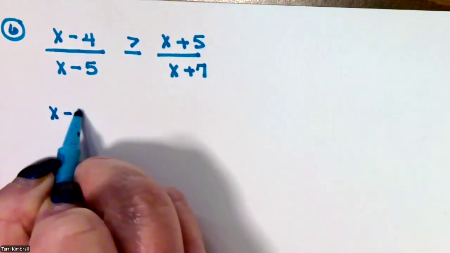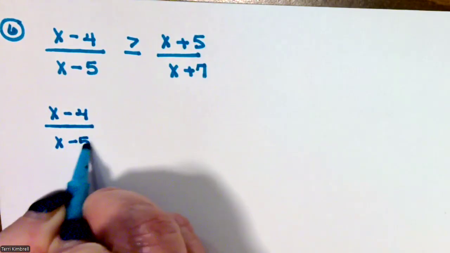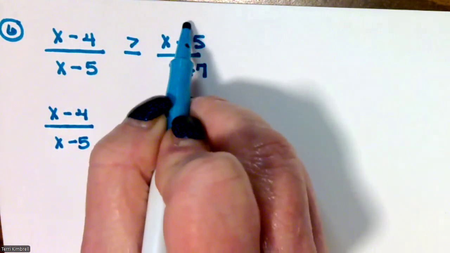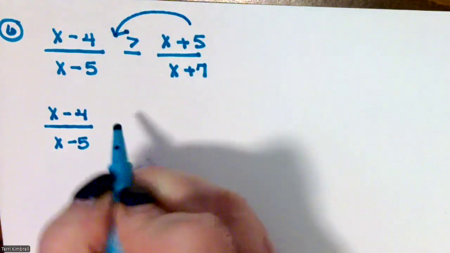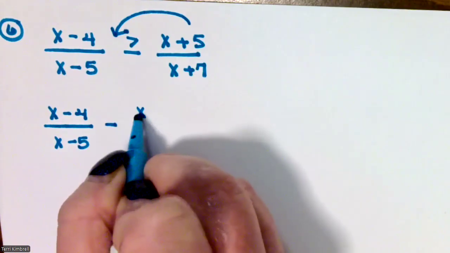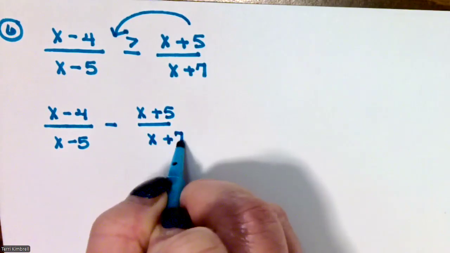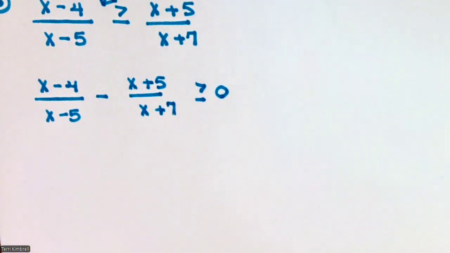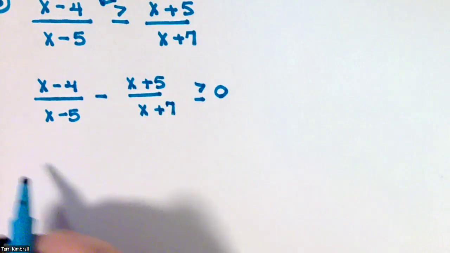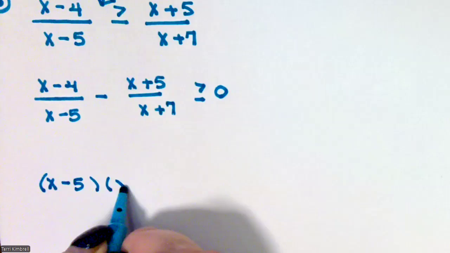So I've got to set this on one side. So I've got to move this to the other side. So I need to move to the left. So I'm going to subtract. It's going to be a minus in front. Okay, now we're going to get a common denominator. So that would be both of those together.